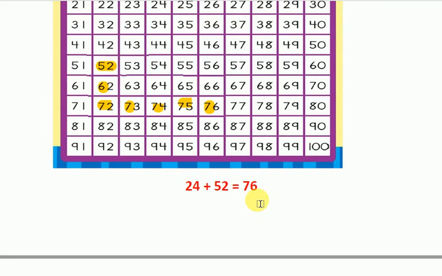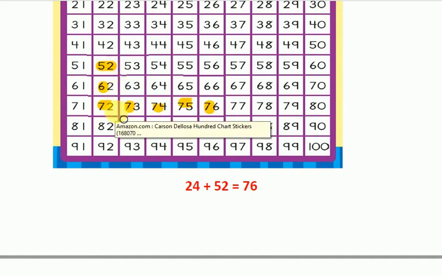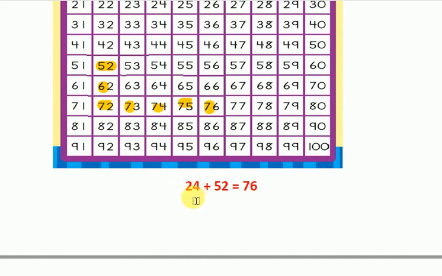So what did we do? Shall we revise once? We started with the bigger number, then we skip counted the number of tens as in the smaller number. There are 2 tens, so 62, 72. Then we count forward the number of ones as in the smaller number. So 4 ones. 1, 2, 3, 4. And we reach 76. This is how we do addition of 2-digit numbers using a 100 chart.